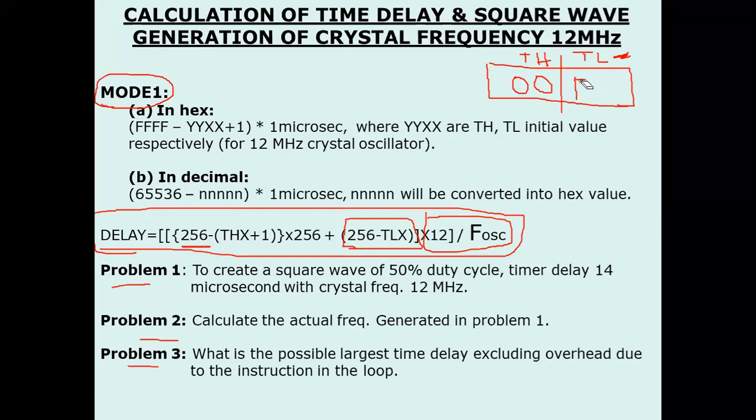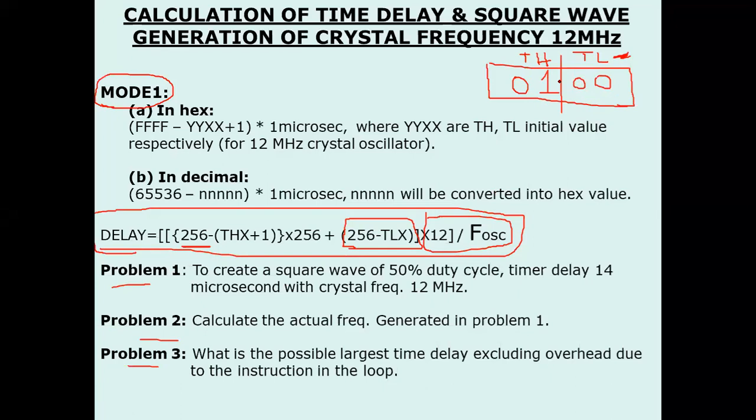Right or wrong? FF plus 1 will be 00, and here this will be 1. Clear or not? So you can see for each 256 counts of TL, this TH will be incremented by 1. Clear or not?